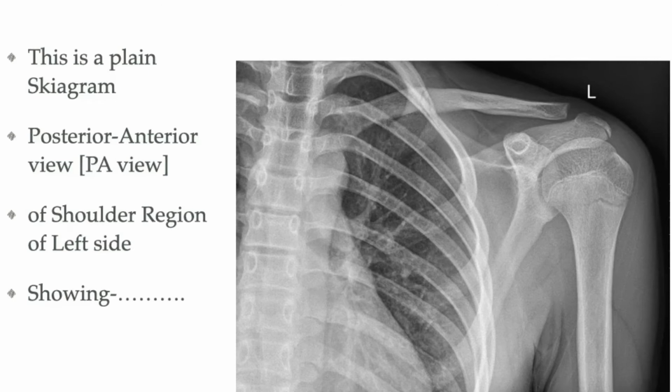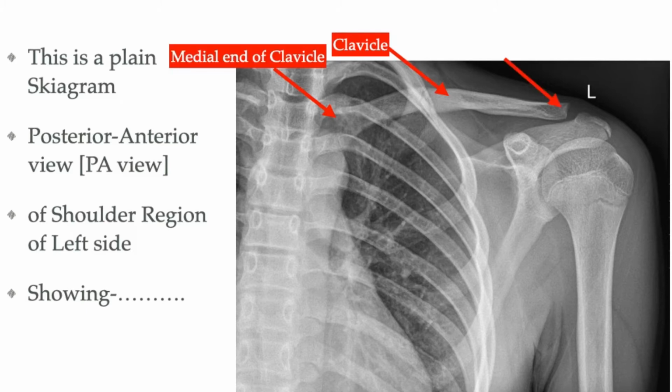Now, after learning about how to explain a skyagram, let us start with the first skyagram. On your screen, you can see a skyagram of the shoulder region. Now, how will we explain this? The correct way to explain it is, this is a plain skyagram, posterior-anterior view of the shoulder region, left side, showing clavicle. This is the medial end of clavicle. This is the lateral end of clavicle.